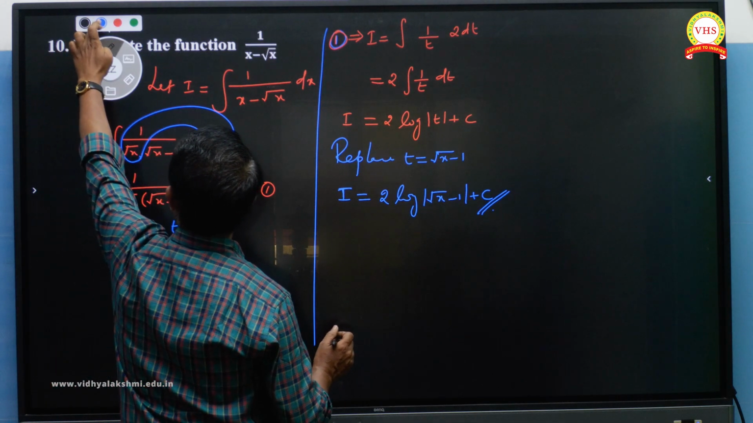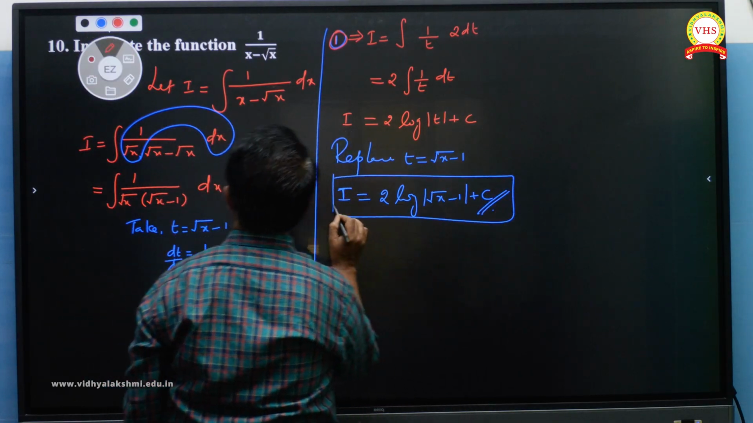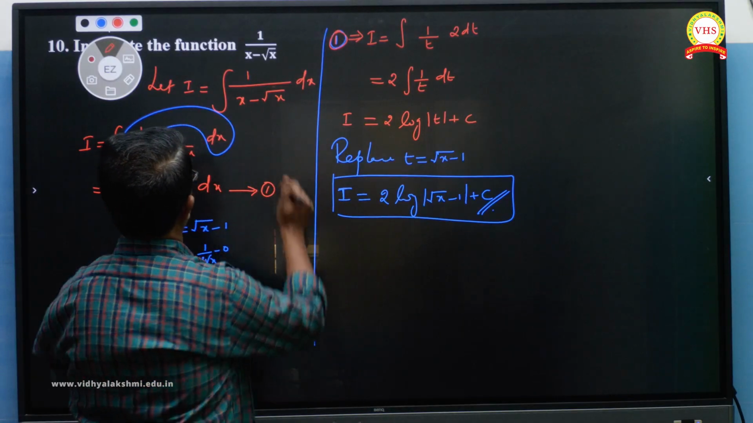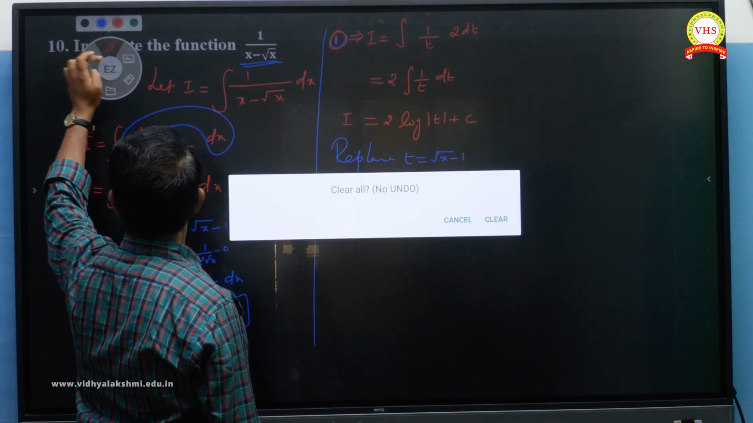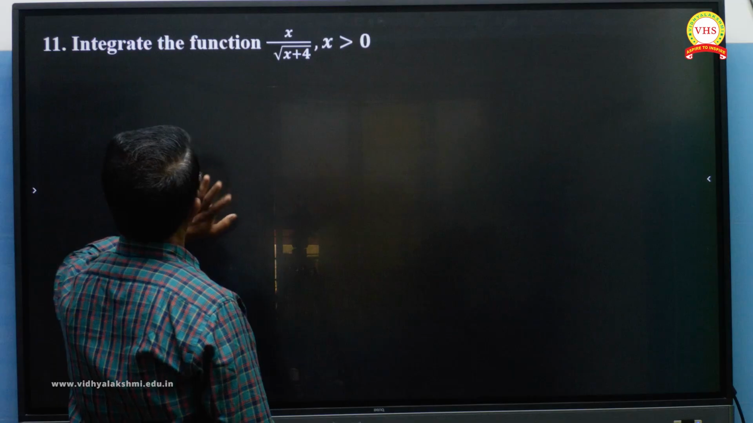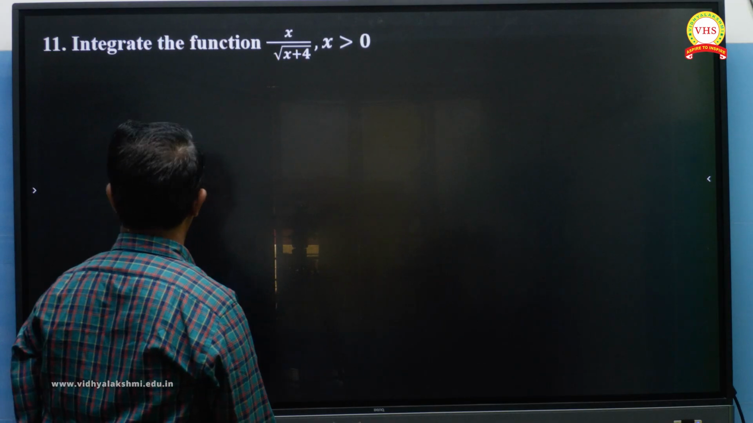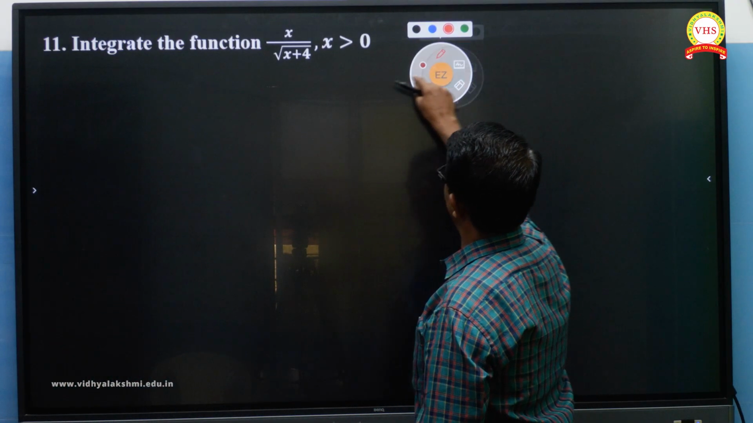Now we are going to see the next question, number 11. Are you okay with the 10th sum? Yes. Be careful about that function because it is x into root x. Now question number 11: same ideology, but x in the multiplication is in the numerator. Now we are going to see the integration of the given function.